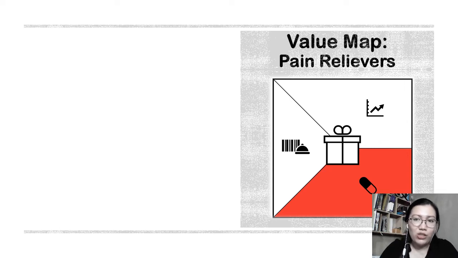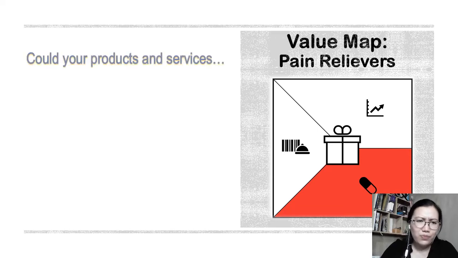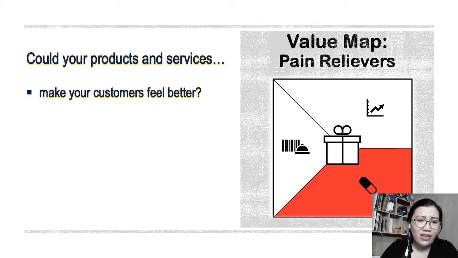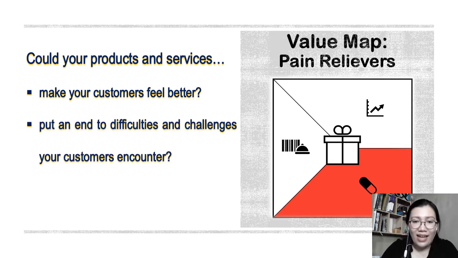Great value propositions often focus only on the few pains that they alleviate extremely well. Sample trigger questions can help you think of different ways your products or services may alleviate pain. You can ask, could your products and services make your customer feel better by killing frustrations, annoyances, and other things that give your customers a headache? Could it put an end to difficulties and challenges your customers encounter? It could be by making things easier or eliminating obstacles.